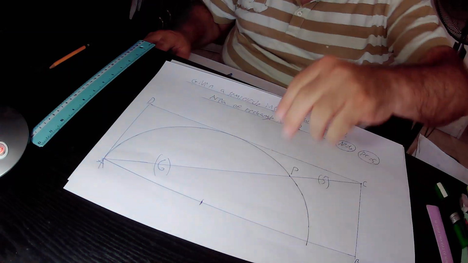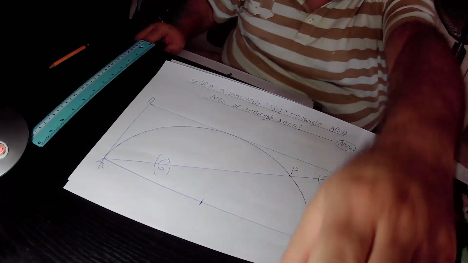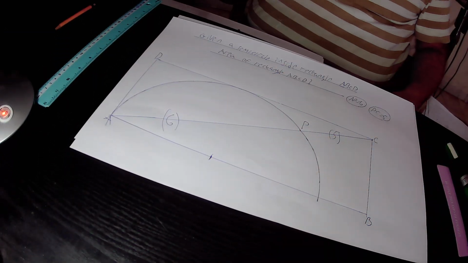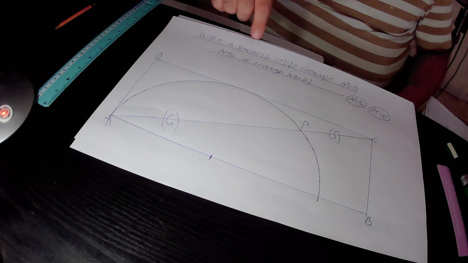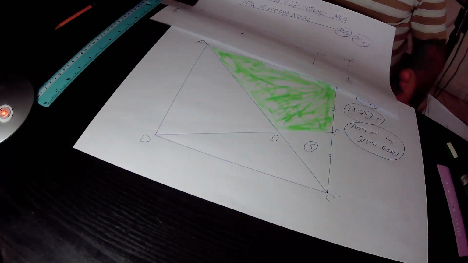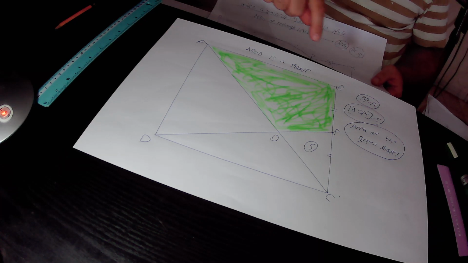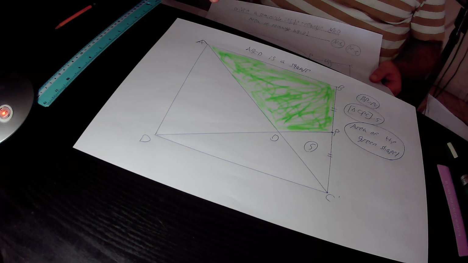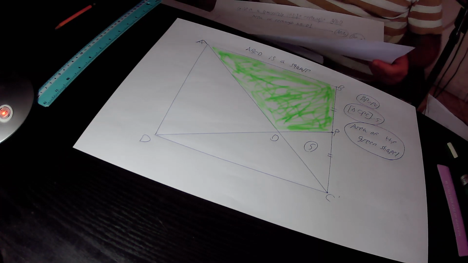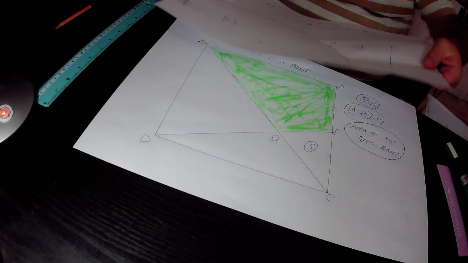And now in this lecture we answer two questions. In the first question, we'll find out the area of this rectangle ABCD, and in the second question, we will find out the area of this green shape that is inside square ABCD. So we start with the first question.